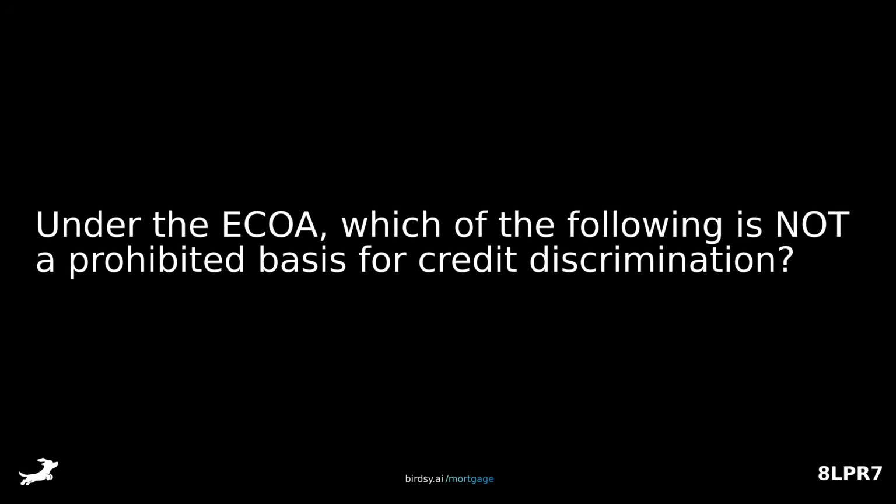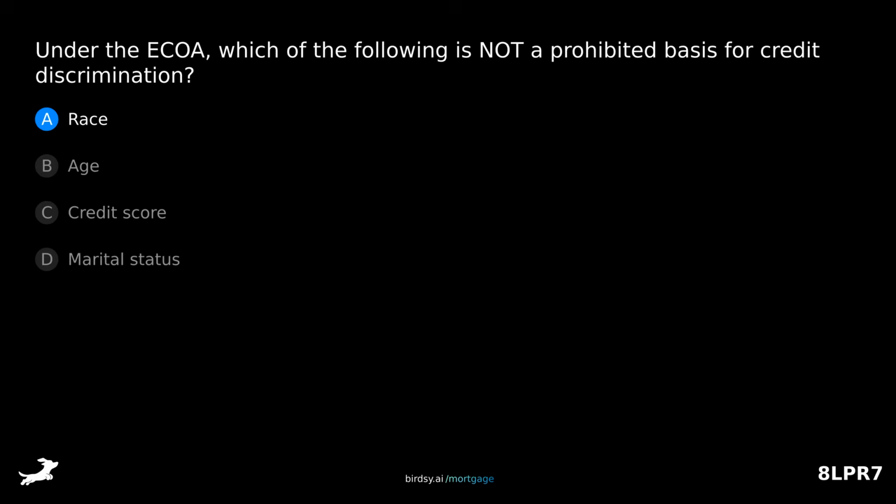Under the ECOA, which of the following is not a prohibited basis for credit discrimination? Is it A, race? B, age? C, credit score? Or D, marital status? The answer is C, credit score.